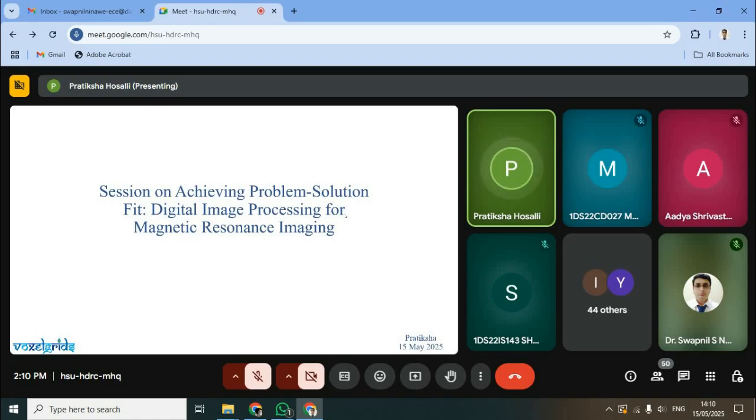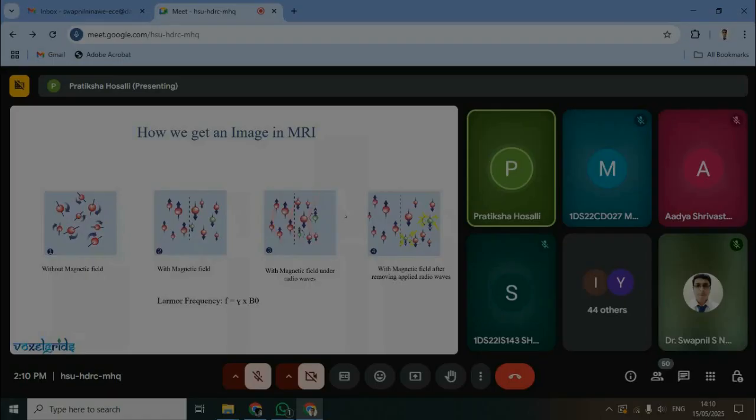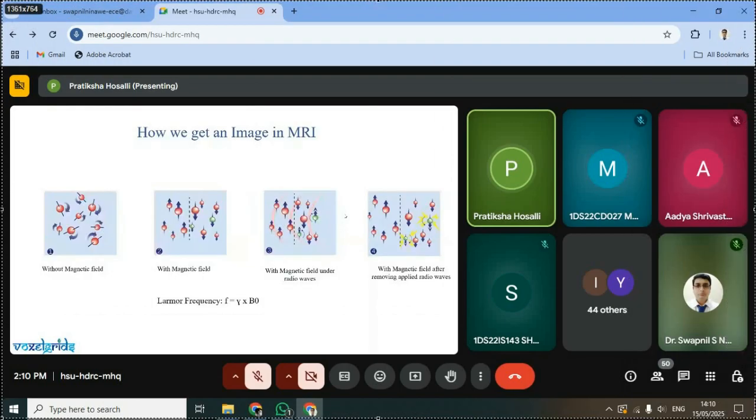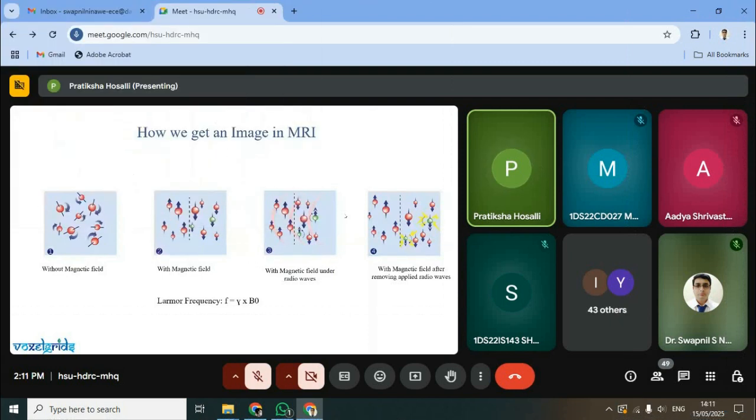Everyone knows that our body contains 70% water. So in MRI, the key atom is hydrogen. Water has hydrogen. In MRI, we need hydrogen protons. Why only hydrogen? Because our body has 70% water, and hydrogen has one proton that behaves like a tiny magnet due to its nuclear spin.